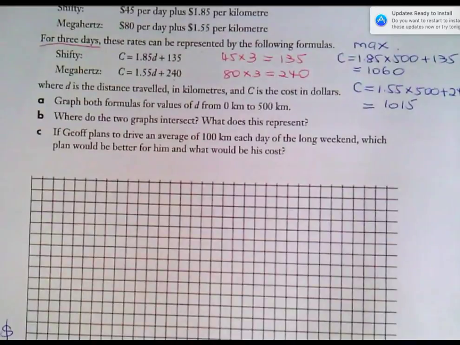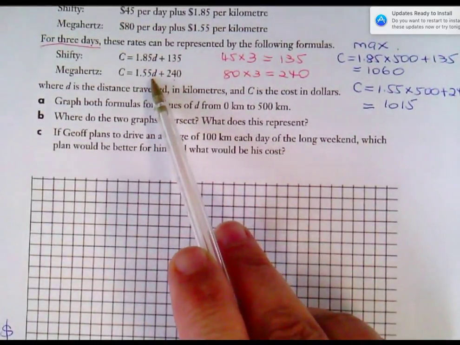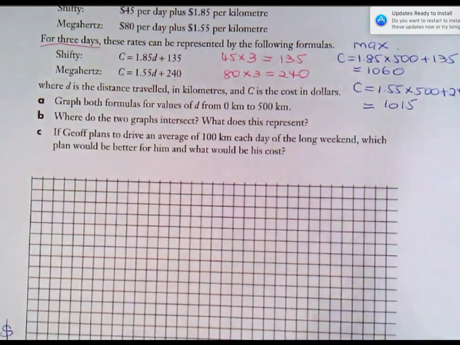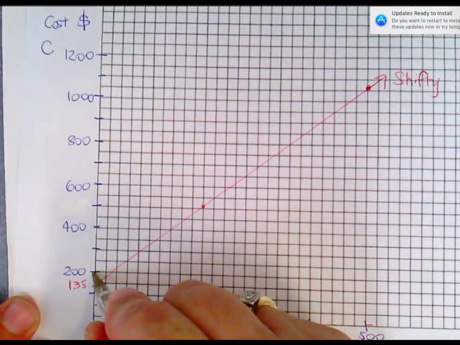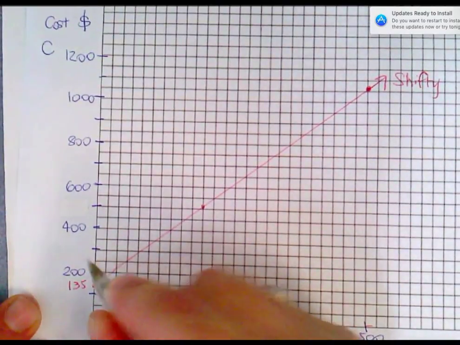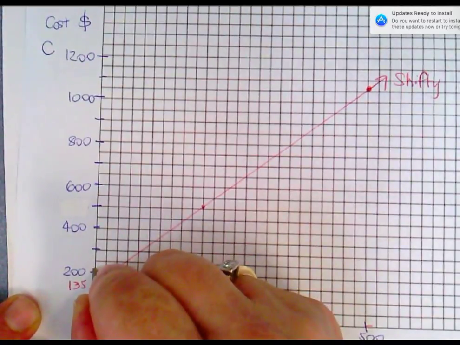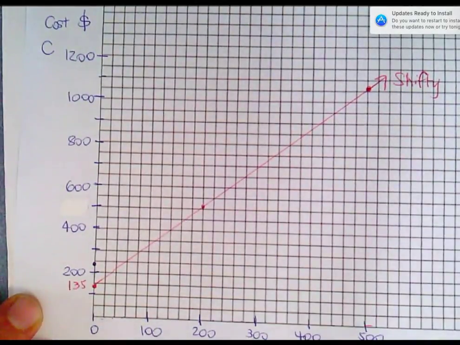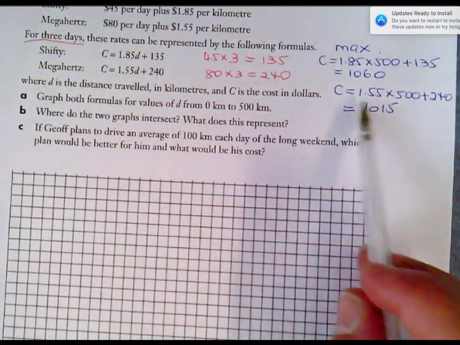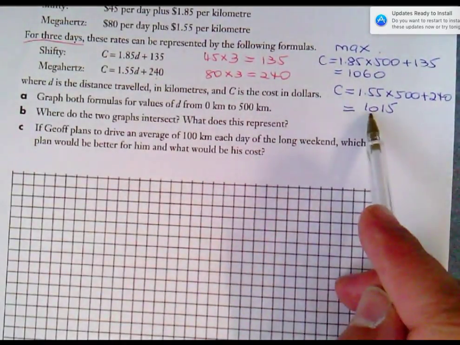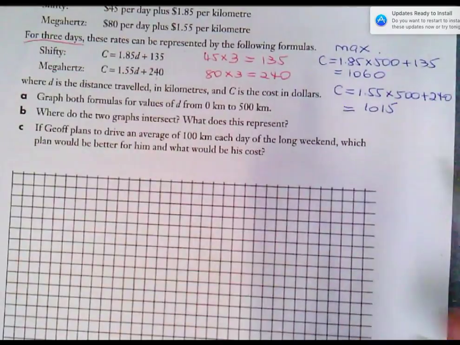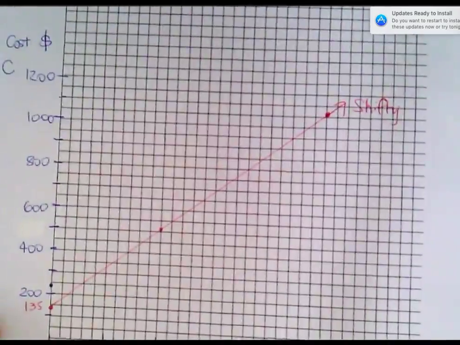So if we look at Megahertz, when distance travelled is 0, the cost will be 240. So we'll just indicate 240 on the graph. If this is 200, then this is 300. Halfway is 250. So if you can divide that into 5 parts, 240 would be approximately there. Also we know that when the distance is 500, we did that over here with this formula, 1.55 times 500 plus 240. So when the distance travelled is 500, the cost is 1,015. So we can put that point in as well.